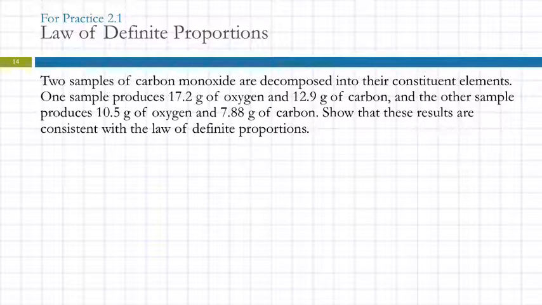Doesn't matter how large the sample of water is, where it came from, you'll always get an 8-to-1 ratio by mass of oxygen to hydrogen from water.